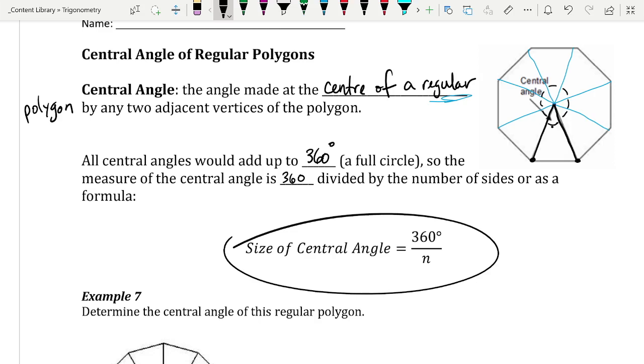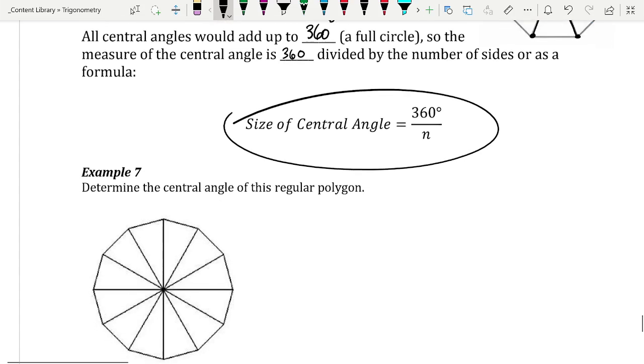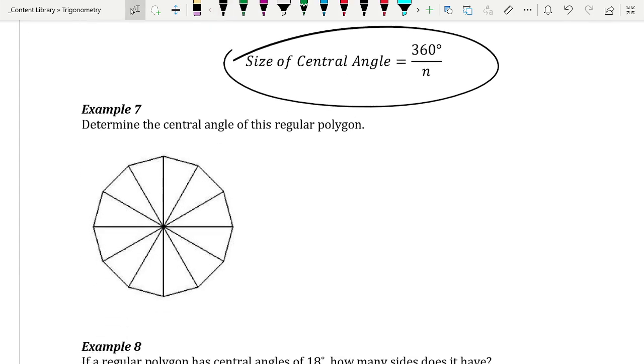So let's try that in example 7. Determine the central angle of this regular polygon. Well, I need to figure out how many sides it has first. Start counting. Put a dot so you don't end up counting the same side twice. 1, 2, 3, 4, 5, 6, 7, 8, 9, 10, 11, 12. Oh, there's your friend, the dodecahedron. No, sorry, dodecagon. Dodecahedron's a 3-dimensional shape. So that's the dodecagon. It has 12 sides.